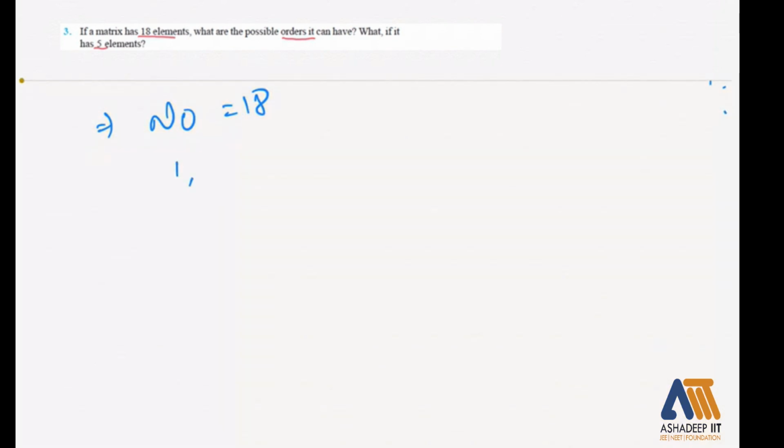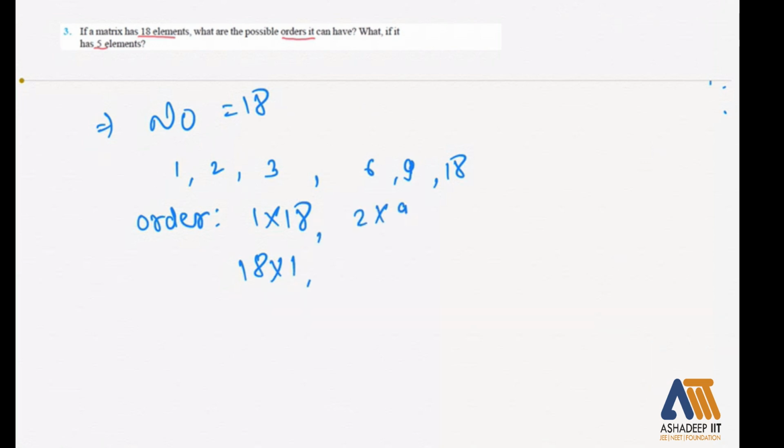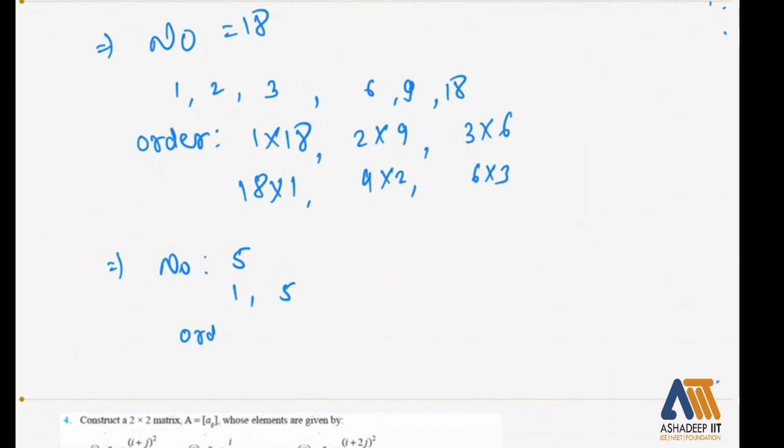factors 1, 18, 2, 9, 3, 6. So order should be either 1 cross 18 or 18 cross 1, 2 cross 9, 9 cross 2, 3 cross 6, 6 cross 3. If the number of elements is 5, then in this case the factors are 1 and 5 only. So order is either 1 cross 5 or 5 cross 1.